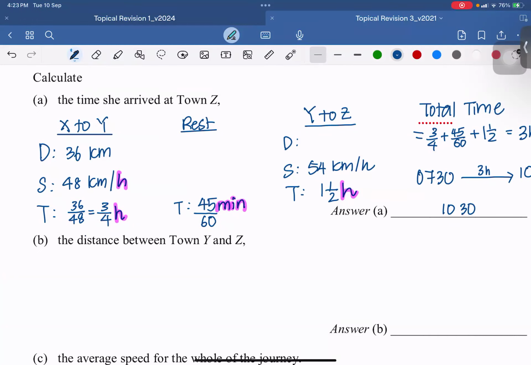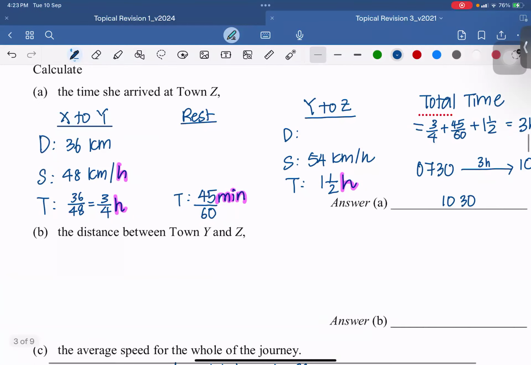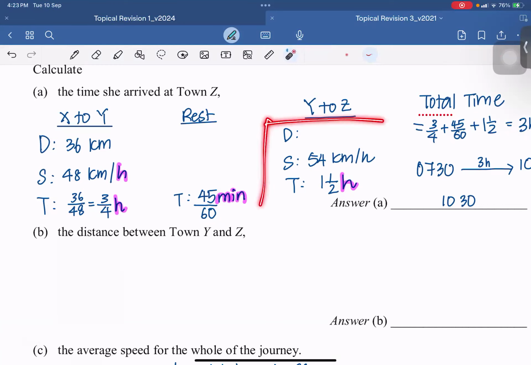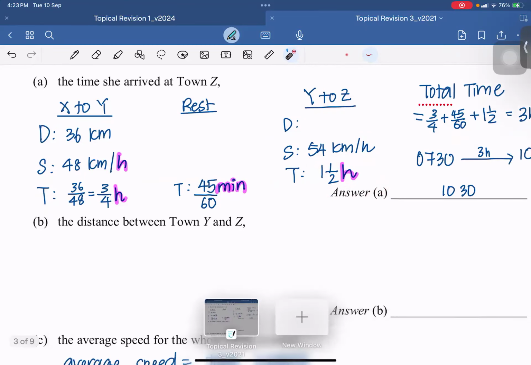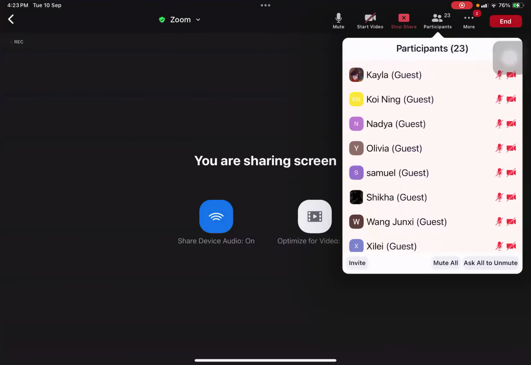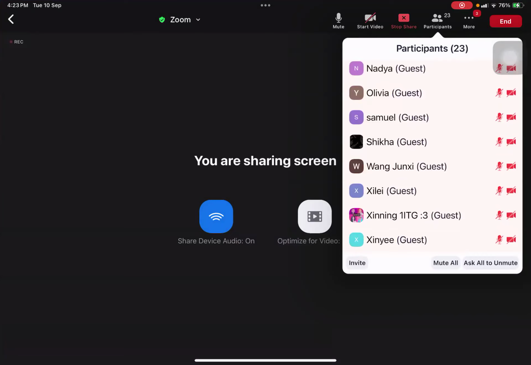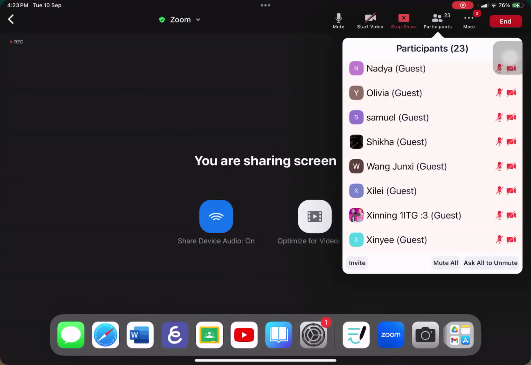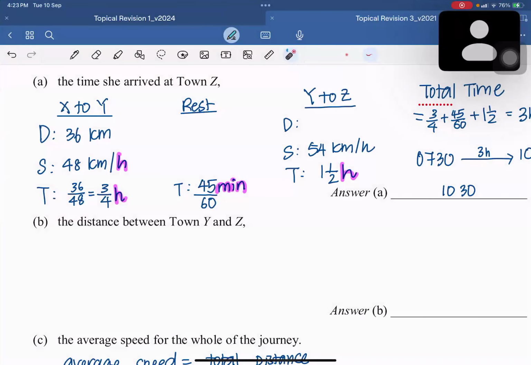Next part, the question says, find the distance between town Y and Z. Observe the data over here. For town Y to Z, I already have the speed. I already have the time. How do we find the distance? Let me find somebody with letter X inside the name. Which one got letter X? JC! First one I saw with X. You're very lucky. JC, how to find distance?